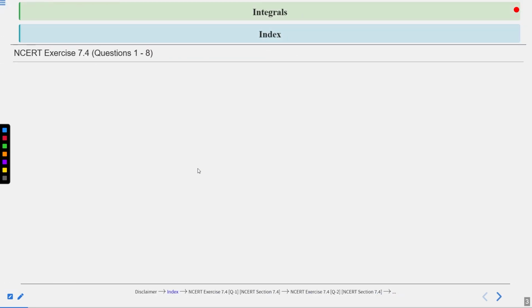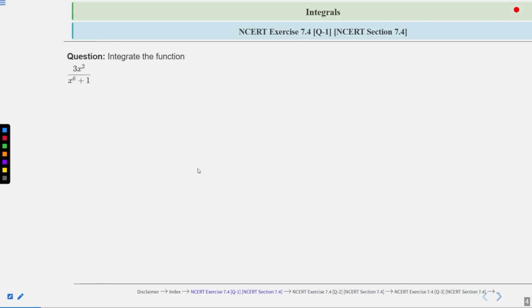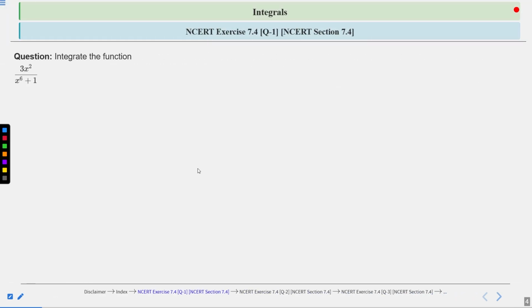So in today's class, we will study NCERT exercise 7.4 and we will try to cover from question number 1 to question number 8, right? Let us start. We have our first question and you need to integrate the given function, which is 3x square upon x to the power 6 plus 1, right?